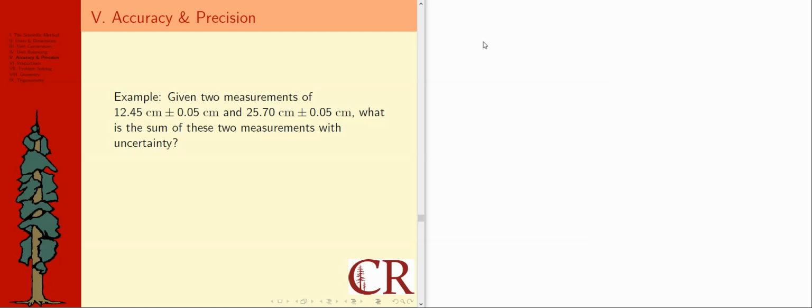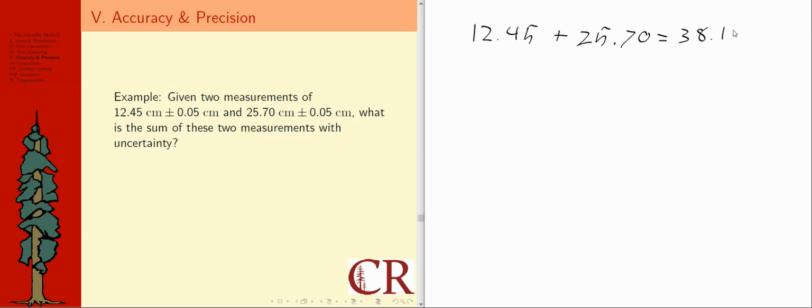But anyways, if we look at this, I think the easy part is that we're going to take these two measurements and it says what is the sum, so we're going to add them, right? Something hopefully we all know how to do is 12.45 plus 25.7, or if you're like me, maybe you grab a calculator. I think that's 38.15.